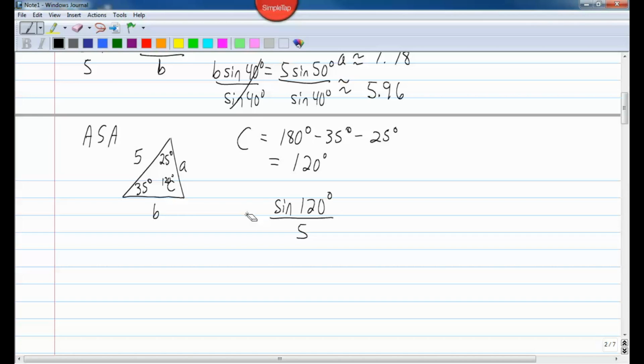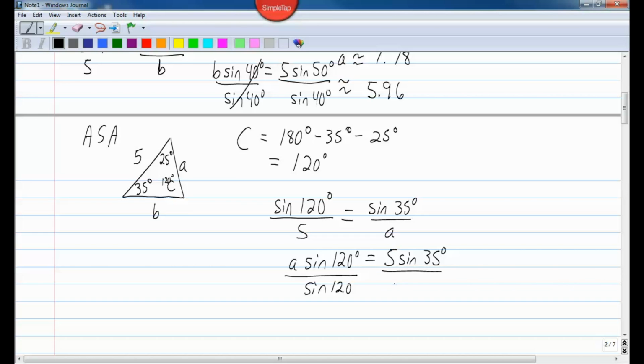So to solve for side A, I have this proportion set up that I'm going to use to help me solve for everything. And for side A, its corresponding angle is 35 degrees. So I say equals the sine of 35 degrees over A. Now I cross multiply and divide. So A times the sine of 120 degrees equals 5 times the sine of 35 degrees. So get side A by itself by dividing both sides of the equation by the sine of 120 degrees.